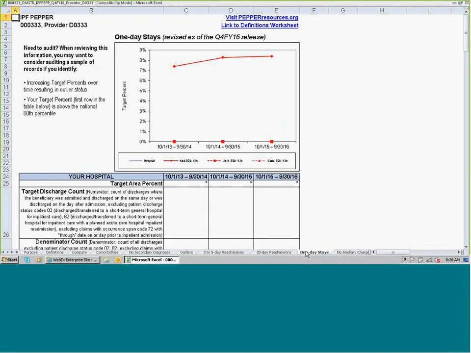The one-day stays report is entirely blank, and probably most IPFs will see their one-day stays target area report that looks the same. There are only a few IPFs that have sufficient data to generate statistics for this target area, about 4%. So do not be alarmed if your one-day stays target area report does not have any statistics available.